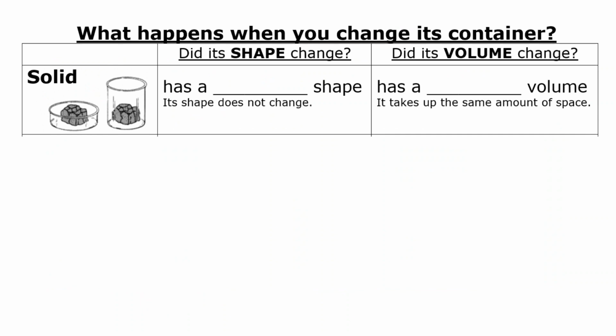Starting with solids, if you take a solid and move it from one container to another, its shape does not change. We say it has a definite shape. So a rock in a skinny container is going to look exactly the same as a rock in a long, tall container. Its volume also does not change. So a solid rock has a definite volume. It takes up the same amount of space no matter what container we put it in.